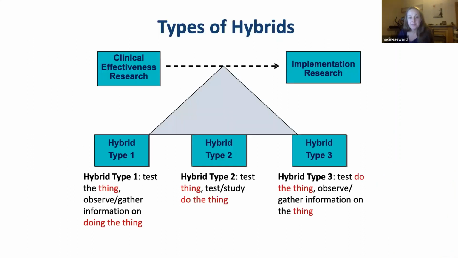I see a little typo there. So here we go. Types of hybrids. Type 1, test the thing, so the intervention, and observe and gather information on doing the thing. Type 2, test the thing, and test and study doing the thing. And a hybrid type 3, test doing the thing and observe and gather information on the thing.